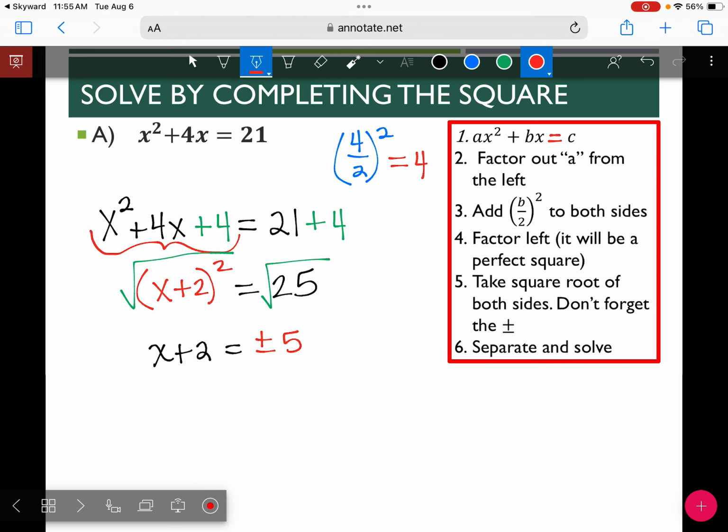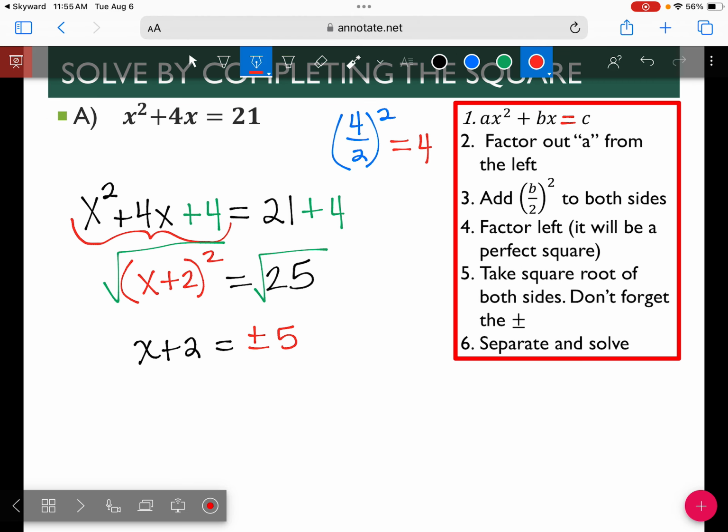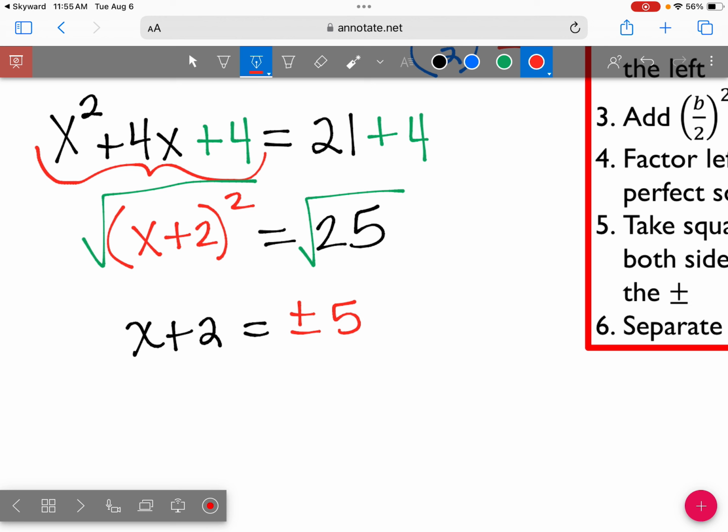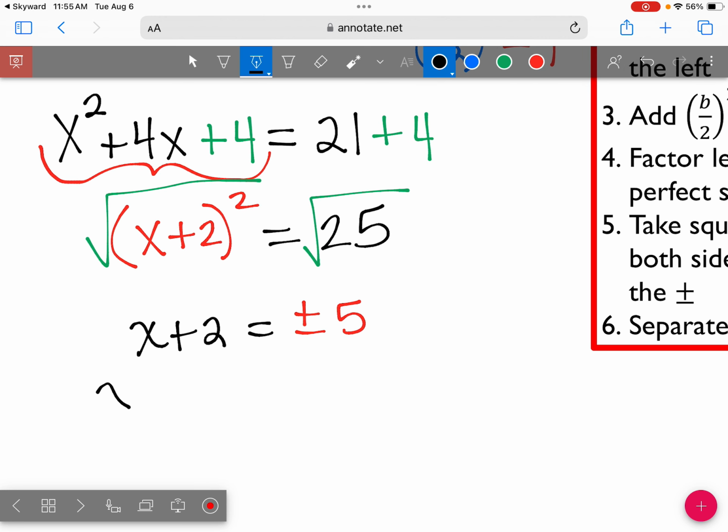Now you only do the separate and solve. Well, we'll leave it there. But in other words, we have x + 2 = positive 5 and x + 2 = negative 5. Go ahead and solve and get your two solutions.